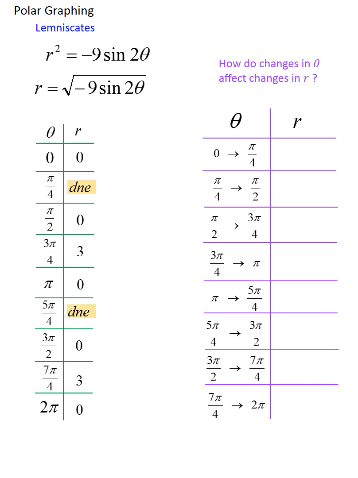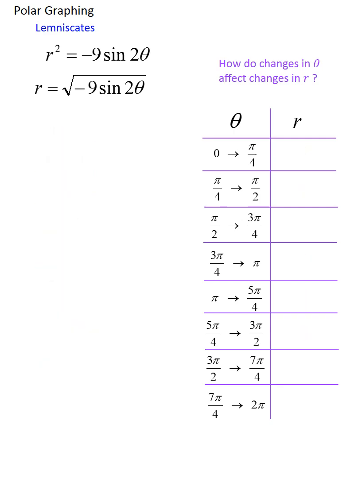So notice that there are 2 places in this list of discrete points for which r doesn't exist. But of course that raises the larger question, as it did last time. In general, of all infinitely many values between 0 and 2 pi, where does r not exist? So to address that question, let's try to follow some challenging logic here. When is the square root of negative 9 sine 2 theta not real?